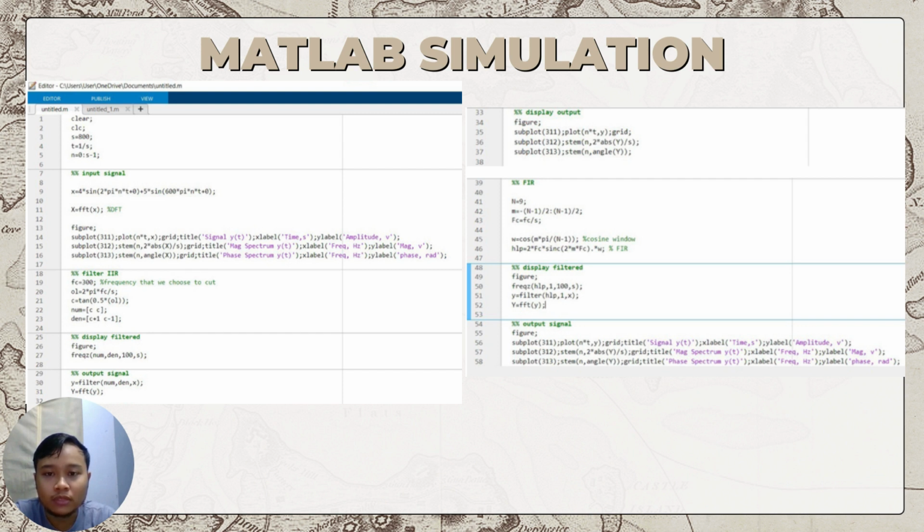Today I will present about the MATLAB simulation, and in this MATLAB simulation we have a full coding to insert the FIR and IIR filter. So in this coding we have changed the value of cut-off frequency and sample frequency. For cut-off frequency we use 300 Hz, and for sample frequency we use 800 Hz.